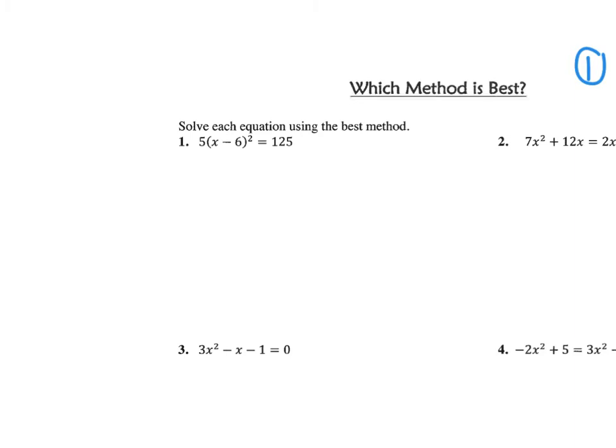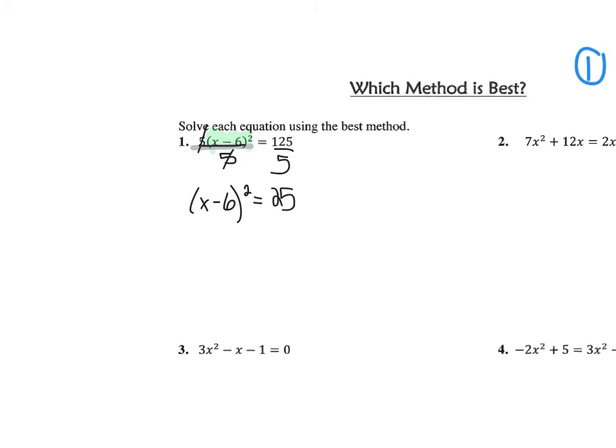We have 5 times parentheses x minus 6 quantity squared equals 125. To me, it's glaringly obvious that we're going to use square rooting because we have a parenthesis that is being squared. So my first step then is to isolate whatever it is that's being squared, in our case a binomial. So I divide both sides by 5. I'm left with, on the left, in parentheses, x minus 6 quantity squared is going to equal 125 divided by 5, which is 25.